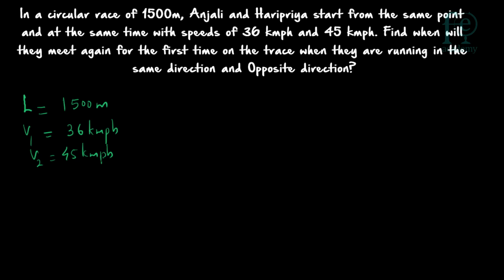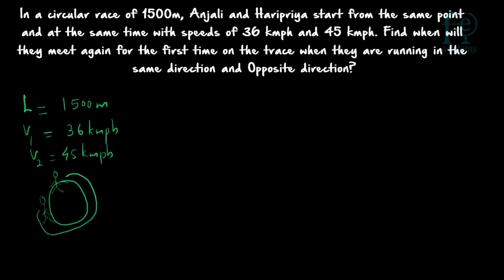So when they are meeting, what is happening? What is the distance covered upon meeting? One person will be covering a distance which is equal to the circumference of the circular track more than the other. Suppose Haripriya is the faster runner here. When Haripriya is running on the circular track and Anjali is following, they will be meeting at the same point only when Haripriya completes one round more than Anjali.